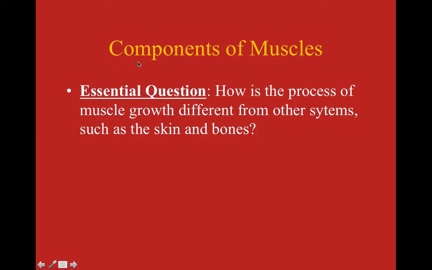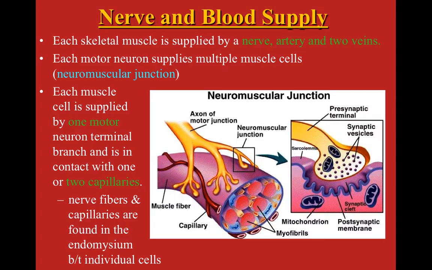Remember that the yellow refers to the headings in these notes, the blue refers to vocabulary, and the green refers to important information. Okay, so let's get started. Your essential question for today is, how is the process of muscle growth different from other systems, such as the skin and bones? As we get through these notes, you will be able to answer that question, so please jot it down in your notes and answer it as we get through it today.